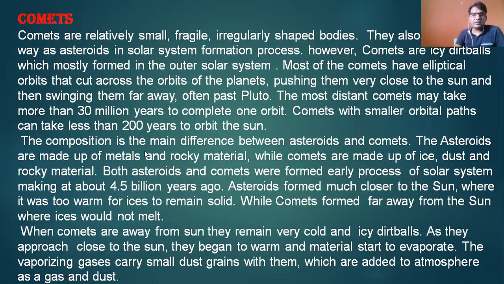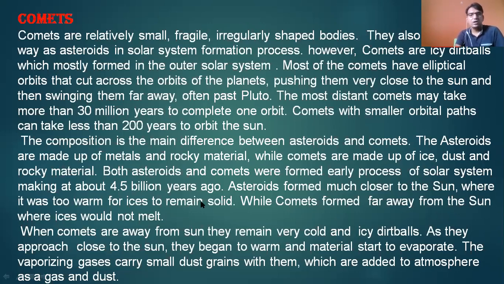So when you talk about the composition, what is the difference between comets and the asteroids? The main difference is the composition, the material they contain. The asteroids are made of metals and rock, while the comets are made of ice. So if somebody asks you what is the difference between comets and the asteroids, asteroids are made of rocky material, they also contain metals, while the comets are made of ice, dust, and some rocky material. So both asteroids and comets were formed in the early process of the solar system.